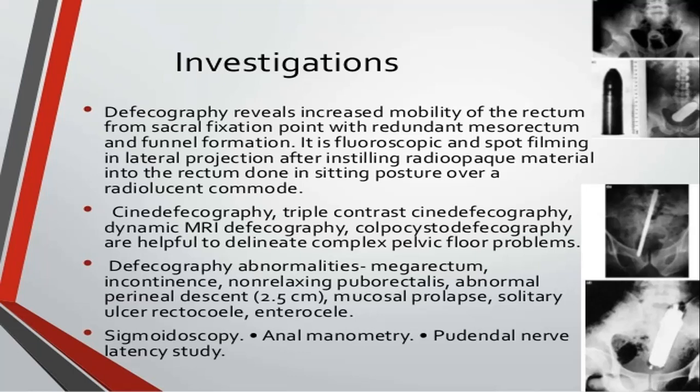So in defecography investigation, it shows you the mobility of the rectum from the sacral fixation. There is a part of the sacrum which fixes the rectum. It shows the increased mobility of the rectum, with the redundant mesorectum and the funnel formation. So the extra mesorectum shows the funnel formation, a funnel-type projected area downward to the anal verge.